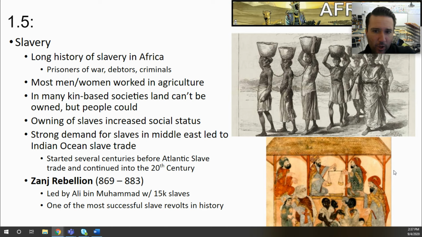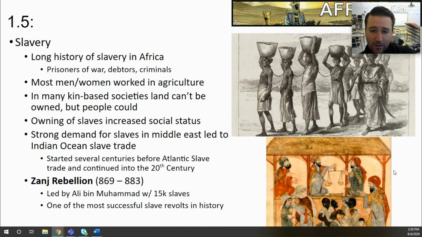In many kin-based societies, land can't be owned. Land is land. It's there for you to use, right? But people could be owned, and that is where we have the beginnings of chattel slavery, where one person is owned as property. The more slaves you own, the higher your social status is. And so the desire to own more slaves certainly has an incentive there.